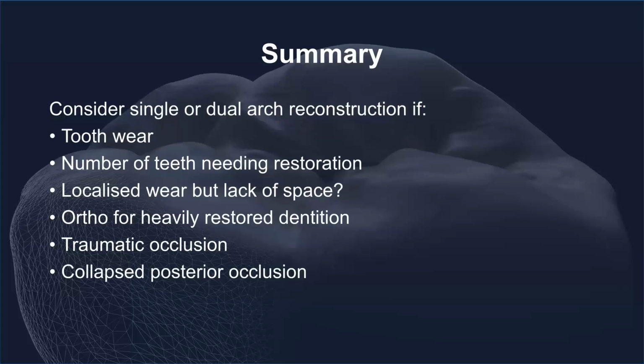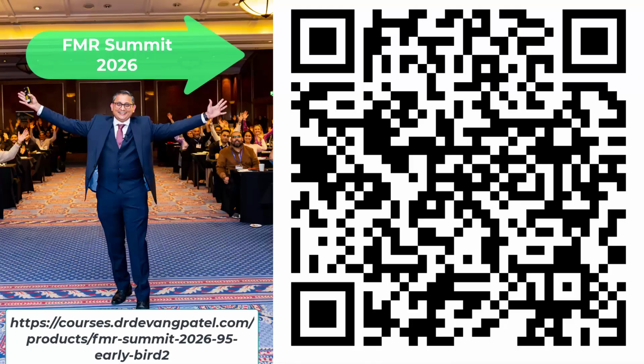And when you're treating collapsed posterior occlusion, you again can increase OVD, or you can be more creative when you are doing full mouth reconstruction or single arch reconstruction in order to create space for your restoration, or a combination of any of the above. So I hope you found this very useful, and I hope I have helped you in understanding that tooth wear cases are not the only cases for full mouth reconstruction. There are lots of reasons why you want to do full mouth reconstruction.